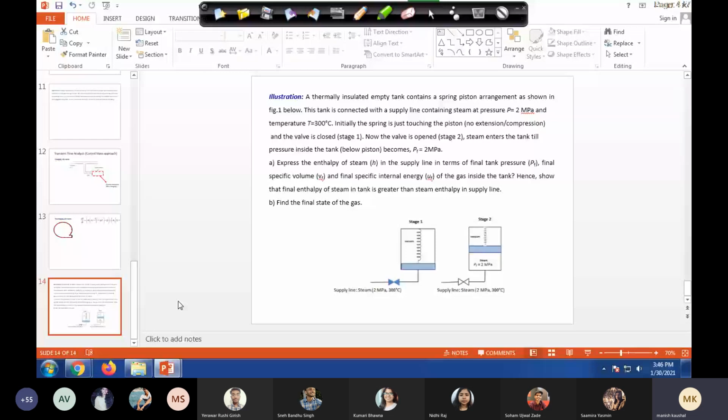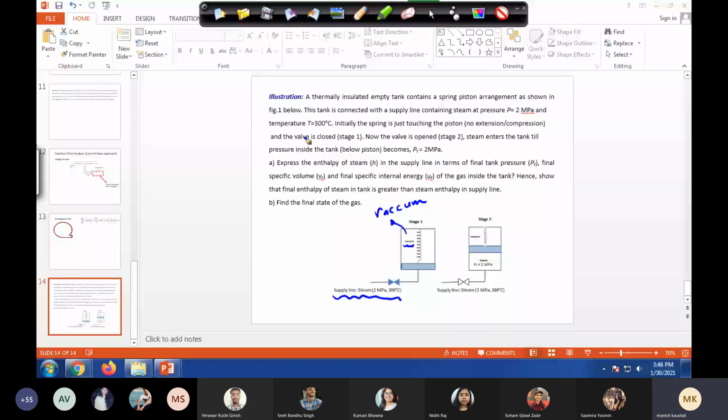So this is kind of charging a cylinder, but this time, here we are maintaining vacuum. So here maintaining vacuum, and then you can open this valve. Initially the spring is just touching the piston. There is vacuum and this valve is closed initially. No extension, no compression, and valve is closed. So this is stage 1. In stage 1, there is nothing in this tank.